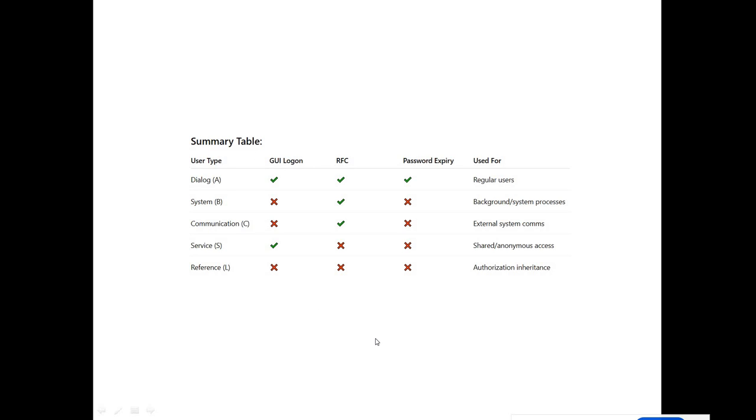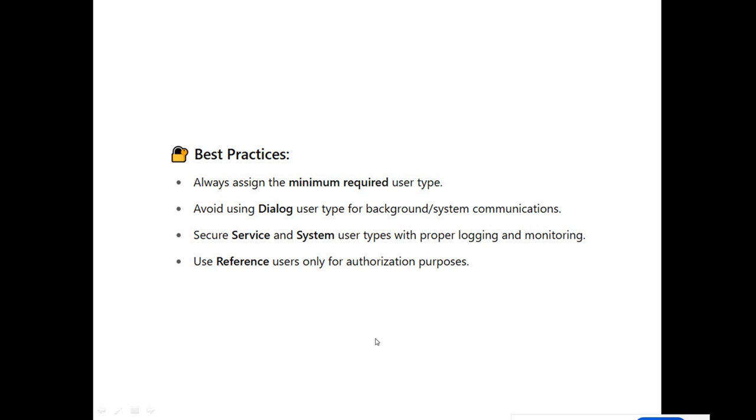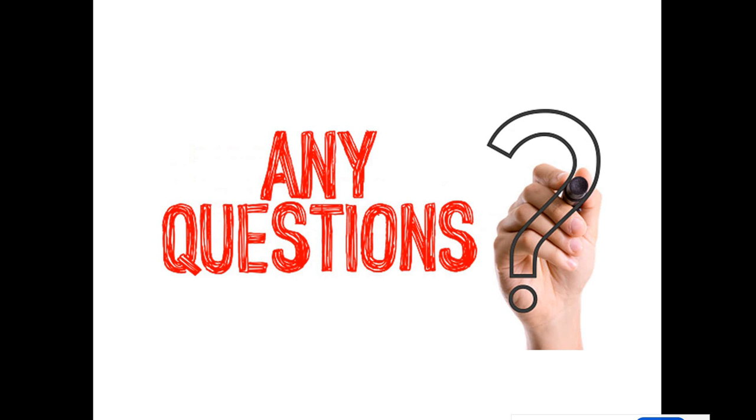These are the properties of the user. So what is the best practice? Always assign the minimum required user type. Avoid using the dialog user type for background or system communication. If you are configuring for background or system communication, you should not use dialog, you should use system. Secure service and system user types with proper logging and monitoring. Use the reference user only for authorization purposes.